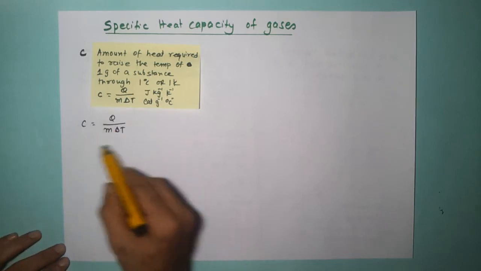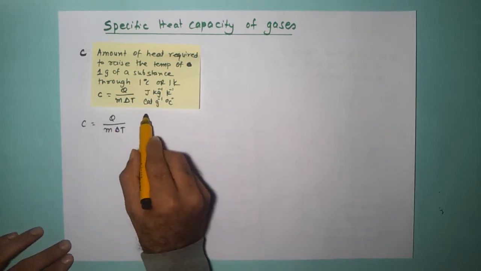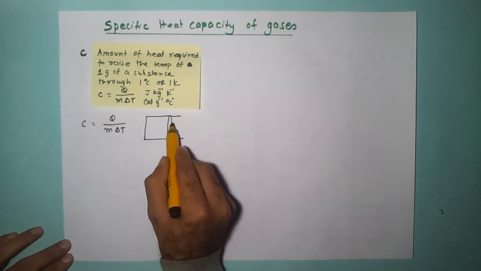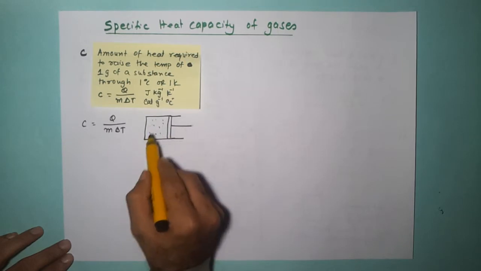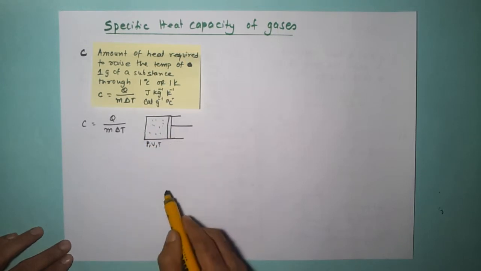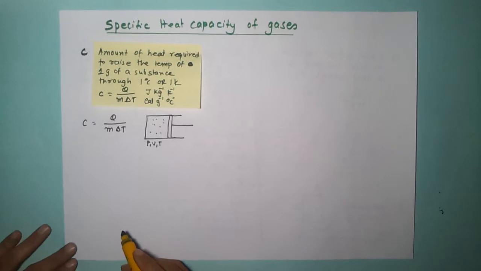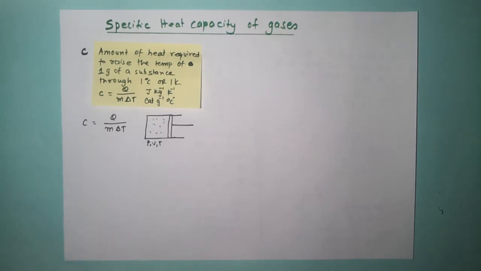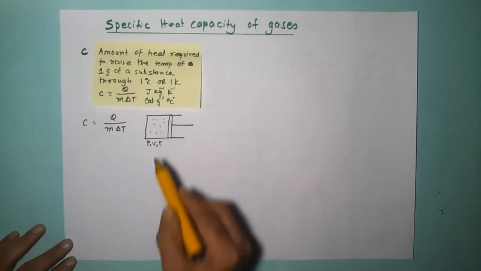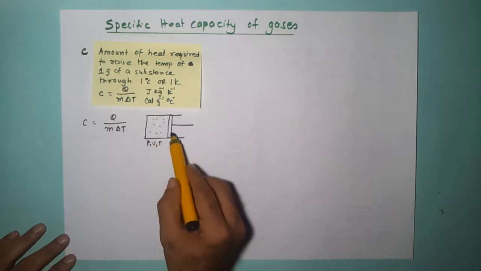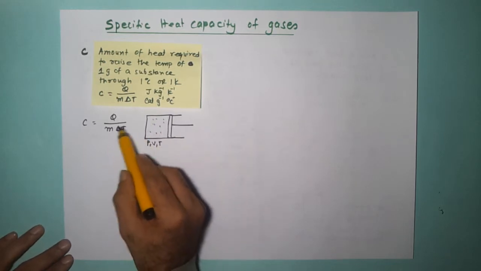If I use this equation, let us say we have a cylinder and we have a piston over here, and we have some gas at some temperature PVT situation. Now, the difference is, in case of gases, we can change the temperature by compression or expansion. So you need not necessarily give it heat to change its temperature. So supposing I compress this gas, the temperature changes. So let us assume a situation where I am compressing this gas, and therefore the temperature changes.